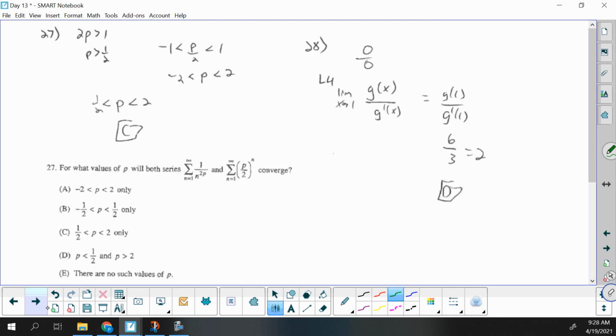For 27, in the first one, we need the exponent in the denominator there to be greater than 1. So if 2p is greater than 1, p has to be greater than 1/2. In the second one, we need the absolute value of that inside there to be less than 1. So we need p over 2 to be greater than -1 but less than 1. So we multiply by 2, and p's got to be bigger than -2 and less than 2. The intersection of those two inequalities ends up being choice C, greater than 1/2 but less than 2.